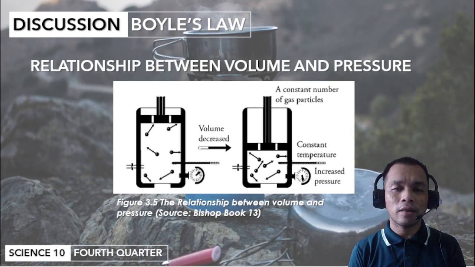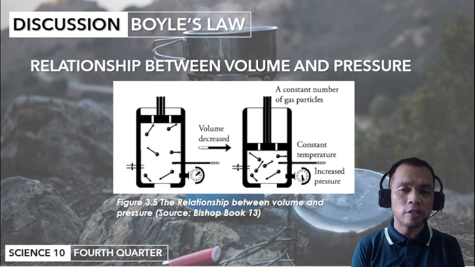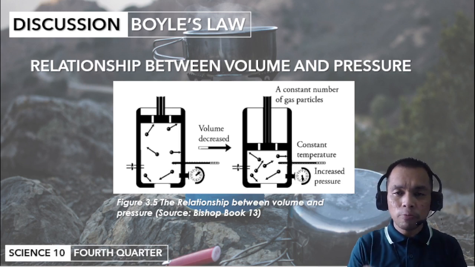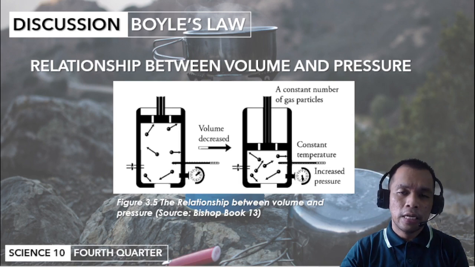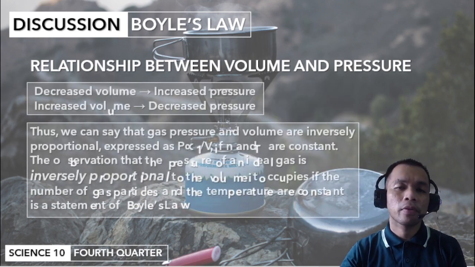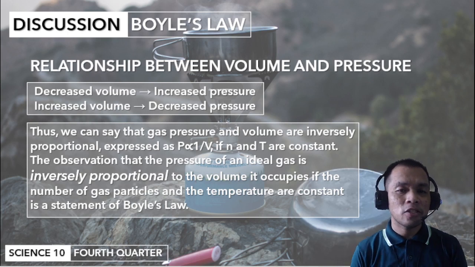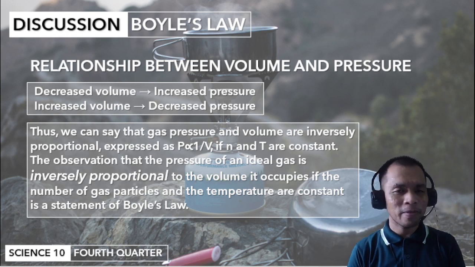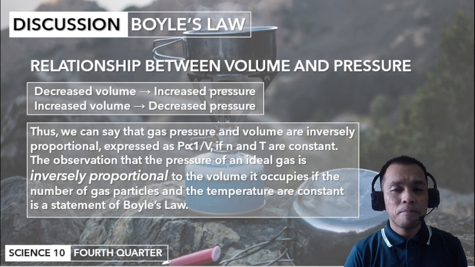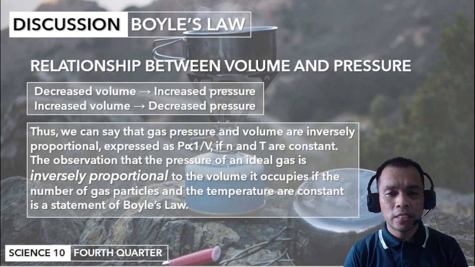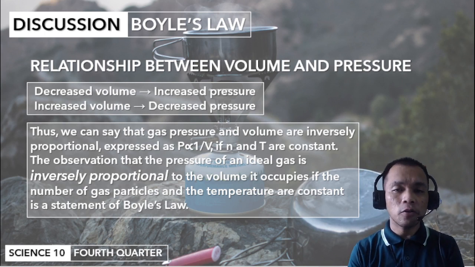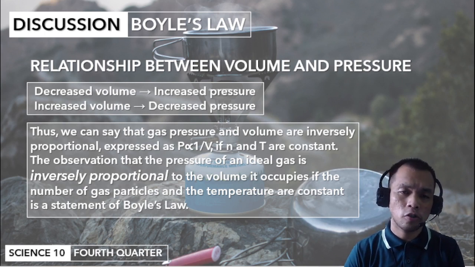Now take note that when we compare the relationship between volume and pressure, there is one thing that should be kept constant, and that is the temperature. I have already mentioned this just moments ago. Thus we can say that gas pressure and volume are inversely proportional, expressed as P alpha 1 over V if n and T are constants. Take note that the number of moles and temperature should be constant.